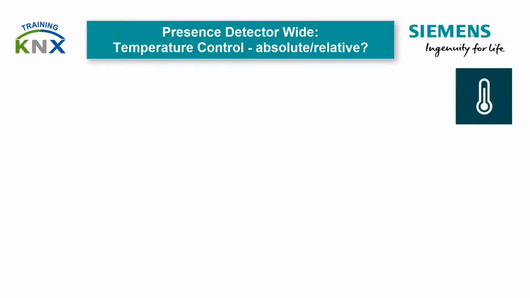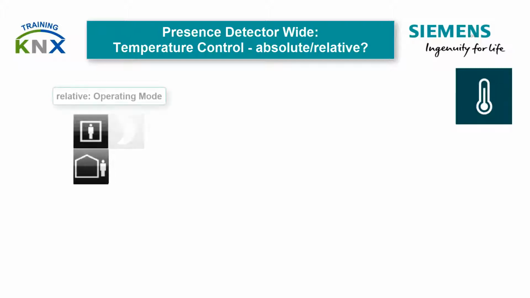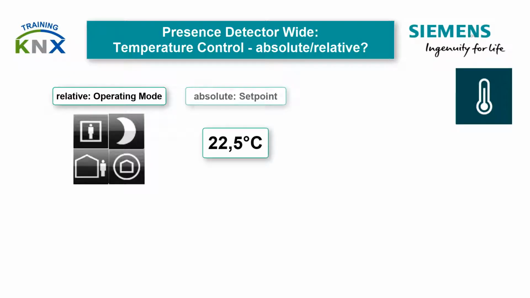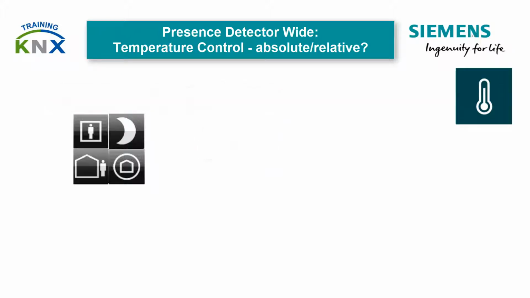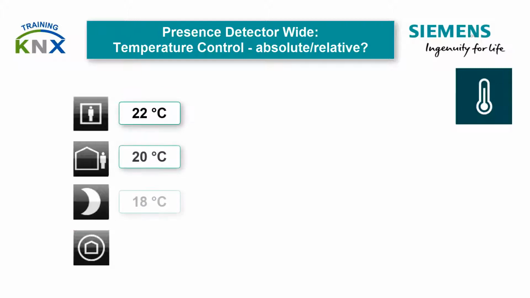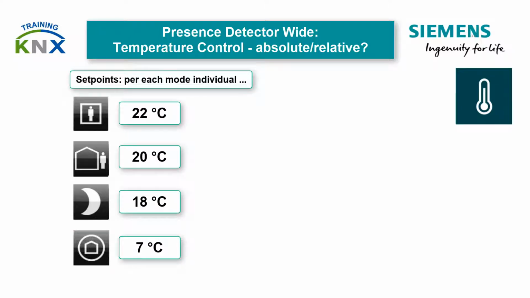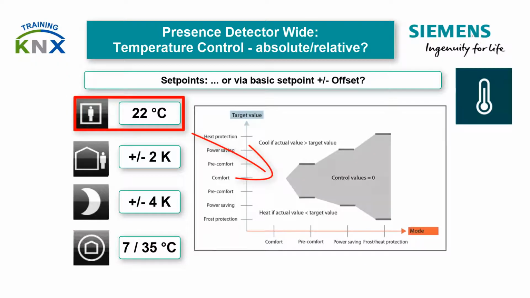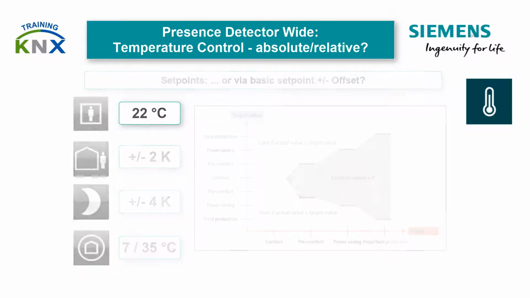Control temperature absolute or relative. How should the room temperature be controlled? Relative via setpoint shift or operating modes, or absolute and direct via the setpoint temperature in Celsius. And how should the setpoints be adjusted? For each operating mode individually, or via the reference point basic setpoint. This controller offers all options.